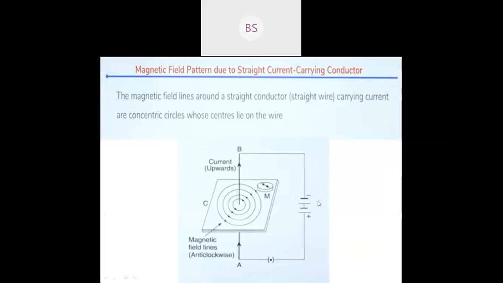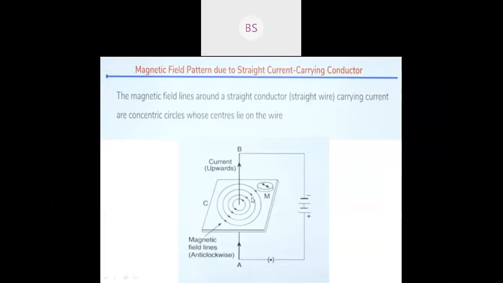In this picture, if you observe carefully, one straight conductor is taken. The straight conductor is connected to a wire, a battery is connected, and one cardboard is taken. The wire is inserted through the center of the cardboard. We have to see how the experiment is performed and how they get the pattern.